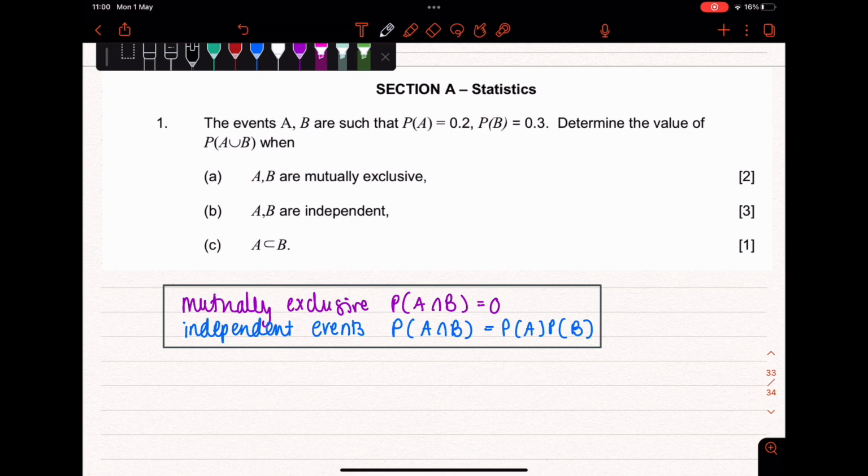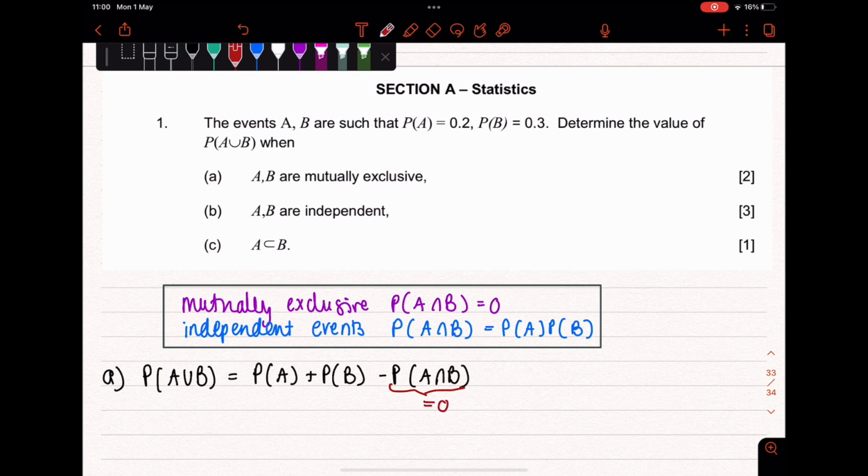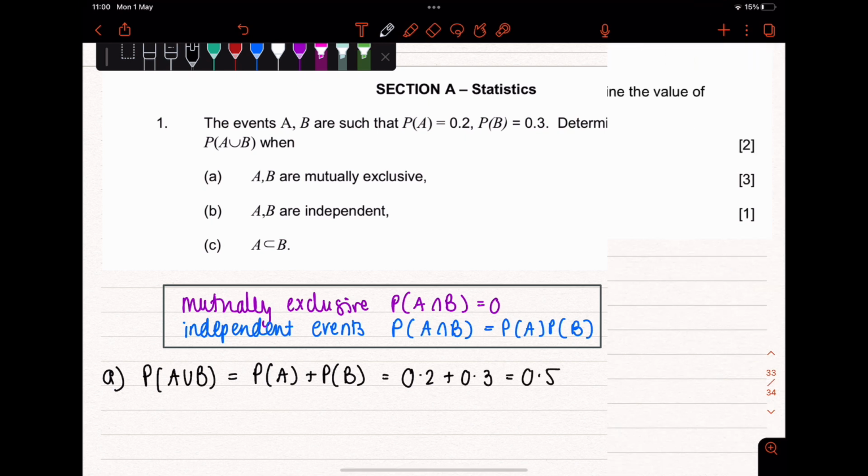Okay, so part A is asking us to find the union of A and B when the events A and B are mutually exclusive. So from what we've seen before, we know that the intersection is equal to 0. So by using the formula, the union of A and B is equal to the probability of A plus the probability of B minus the probability of the intersection of A and B. We know this is equal to 0, therefore we can just take that out. So this is equal to the probability of A, which is 0.2, plus the probability of B, which is 0.3. And now this is equal to 0.5.